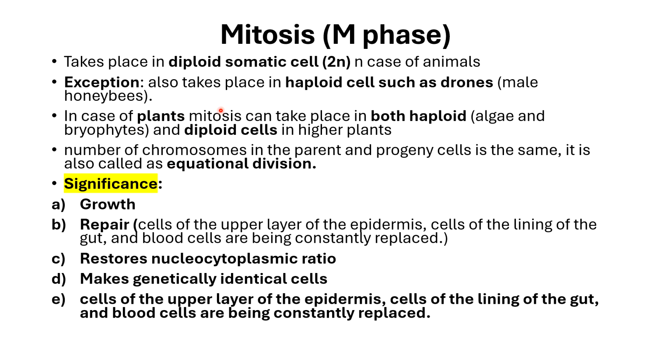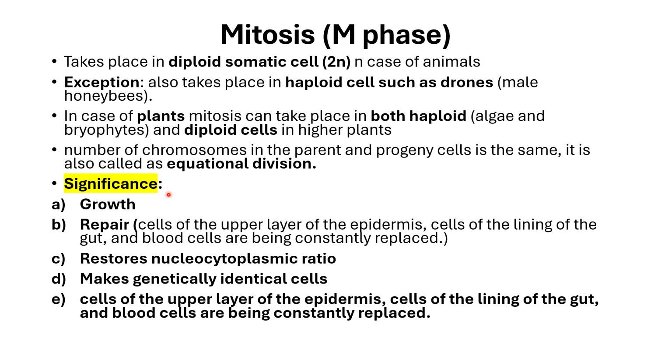Now, in case of plants, if you see, mitosis takes place in both haploid and diploid cells. Now, in haploid cells, mitosis can be seen in algae and bryophytes, while in diploid cells, mitosis can be seen in the higher plants. Okay, mitosis is also called the equational division. Why? Because the number of chromosomes does not change in case of mitosis.